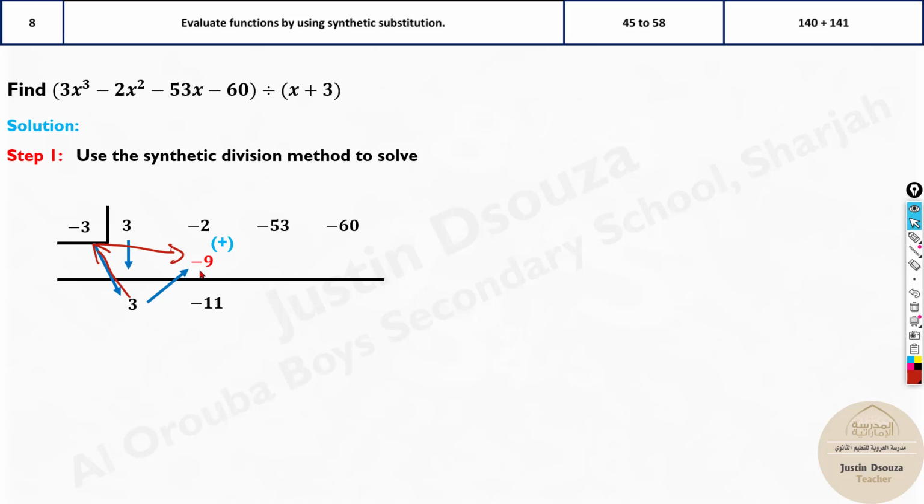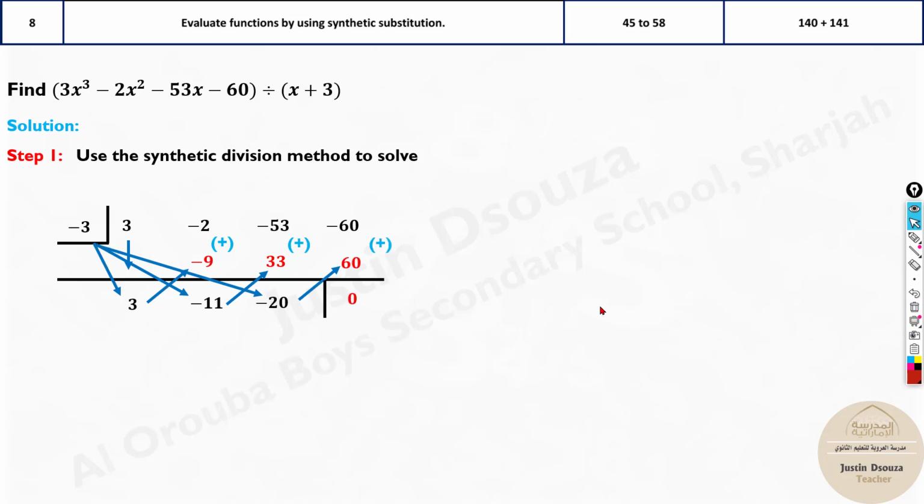Next one. This has been added. You write it down. And now this has been multiplied to this and written up over here in the next term. 3 times minus 3 was minus 9, added up, minus 11. Minus 11 times minus 3 is positive 33. Add them up, it'll be negative 20. Negative 20 times minus 3 will be what? It'll be positive 60. Add them up, it's 0.